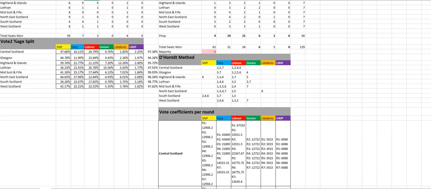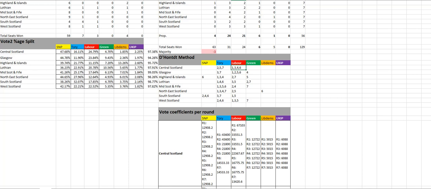So for round 1, how was the first seat allocated? SNP 12,908, Tories 43,600, Labour 67,103, Greens 12,000, Lib Dems 5,000, and UKIP 6. The winning party was Labour. They got the first seat allocated.